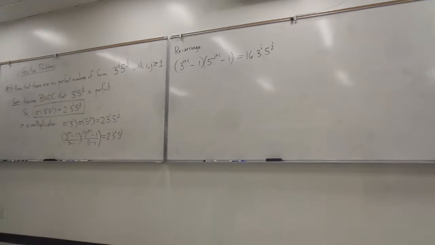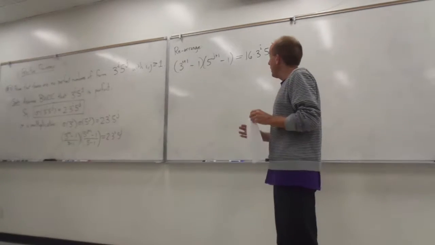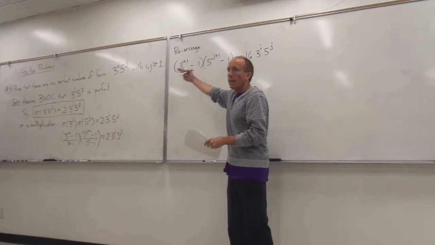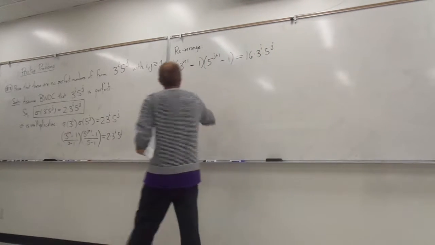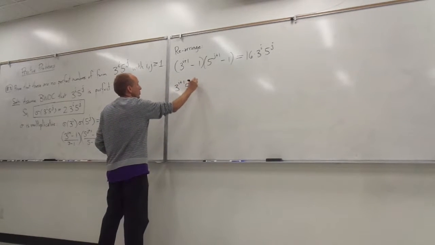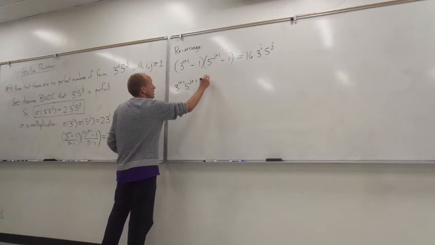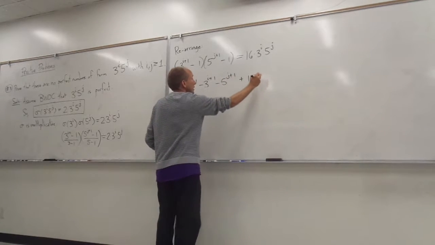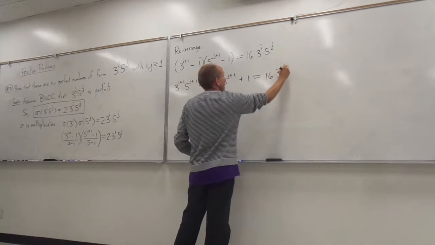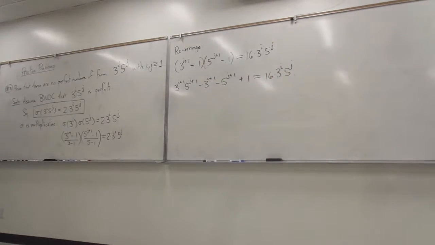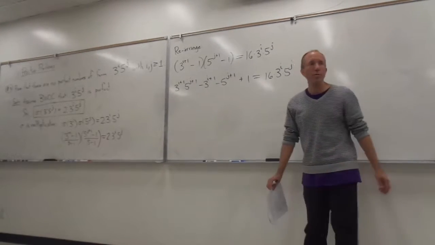Okay, that's definitely a good idea. Let me just multiply out the left side, just see what that gives me. So if I multiply out the left side, I have 3 to the i plus 1 times 5 to the j plus 1, and then I have minus 3 to the i plus 1, minus 5 to the j plus 1, plus 1 equals 16 times 3 to the i times 5 to the j. Is there any way to put any of those terms together? It's a mess of an expression right now.